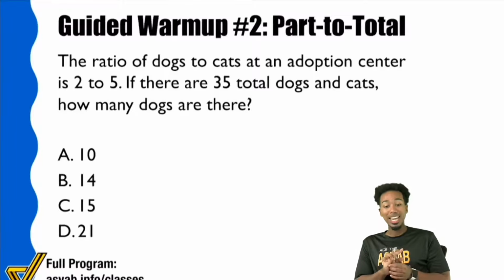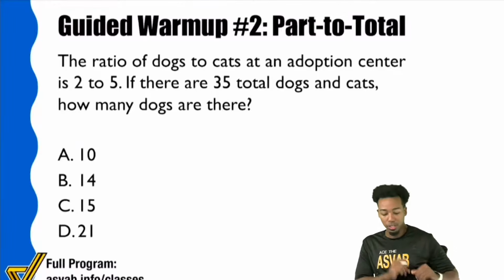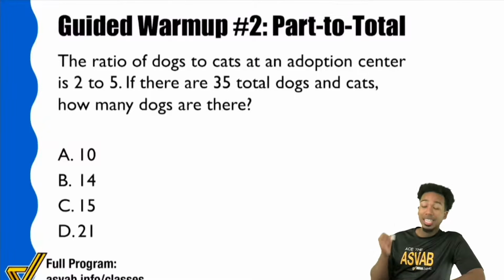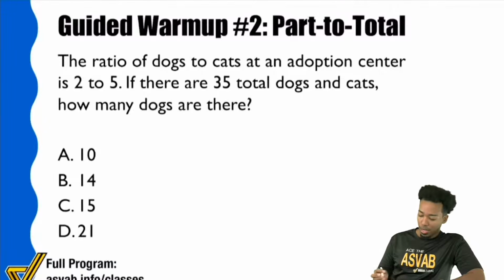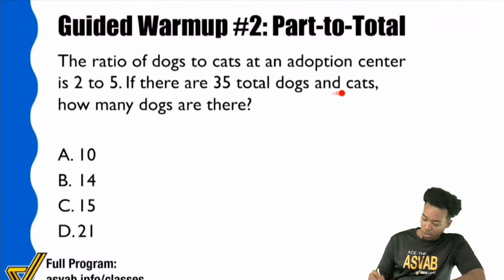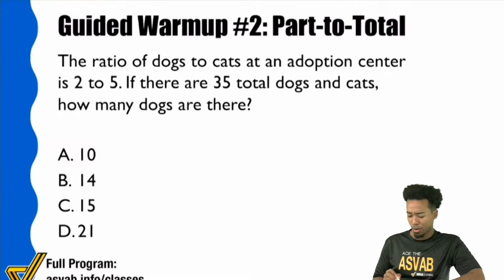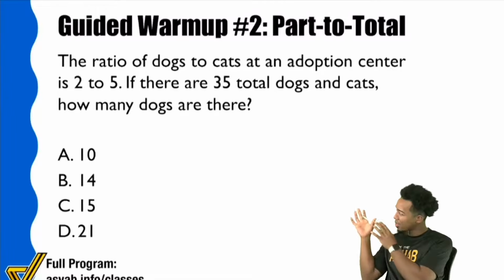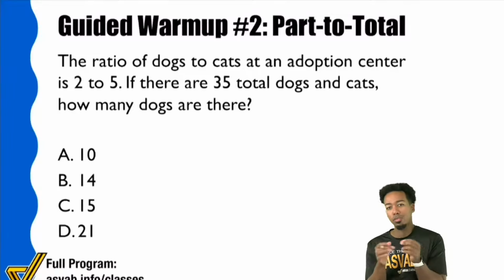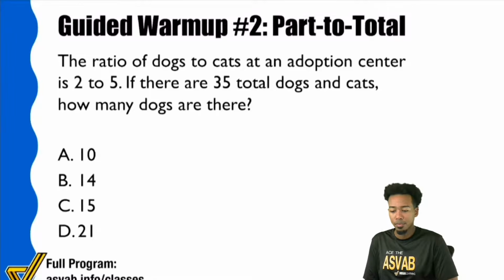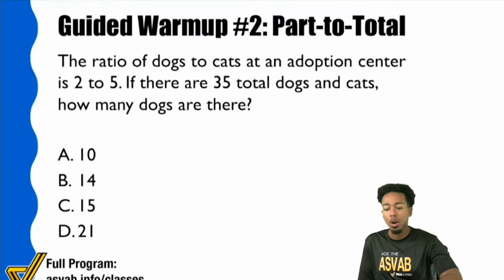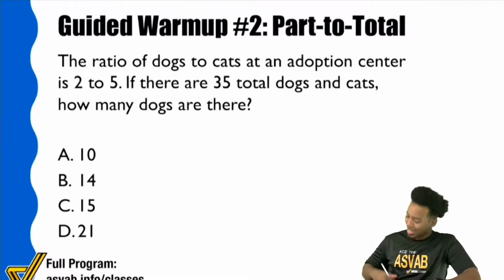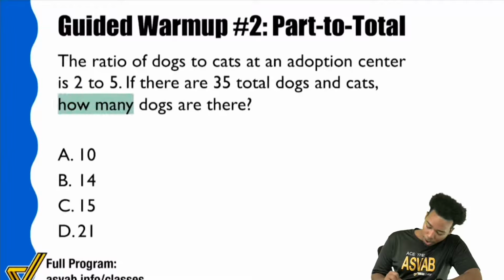So guided warm-up number 2, part to total. Let's check it out. No matter what, the first thing we're doing is reading the question sentence. Everybody start with the question sentence right here. It says, if there are 35 total dogs and cats, how many dogs are there? Look, everybody, what are we looking for? Dogs and cats, dogs. There's a lot of stuff in one sentence. Can you specify what we are looking for? Correct. We are looking for the number of dogs. That is correct. So right here, how many dogs are there?